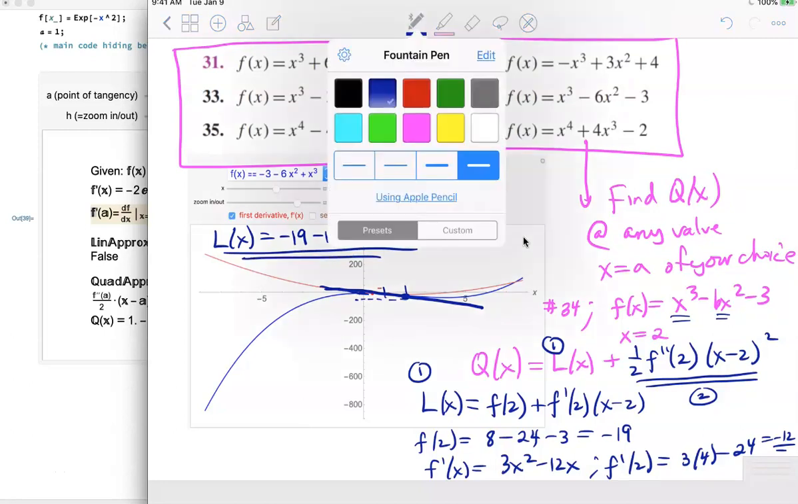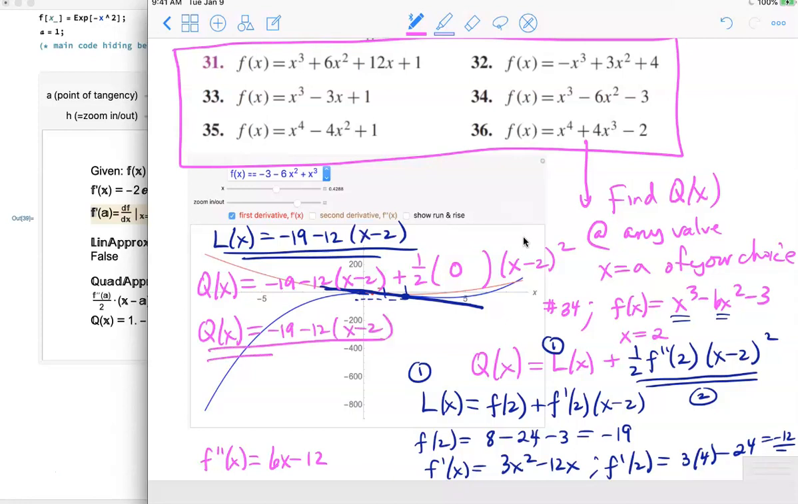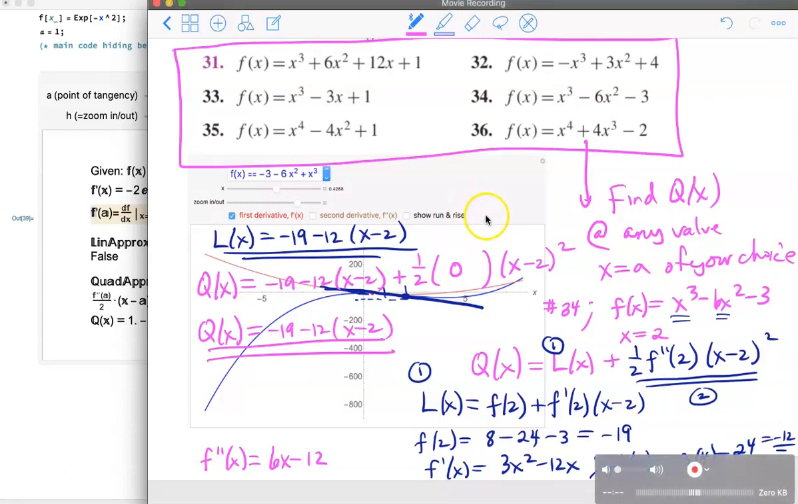Okay, so let's go ahead and find the quadratic approximation now. It would be negative 19 minus 12 times x minus 2 plus 1/2 the second derivative, and the second derivative is equal to 6x minus 12. So the second derivative at 2, oh, that's convenient. The second derivative at 2 is equal to 0. So then you get 0 times x minus 2 squared. We must see that our quadratic approximation doesn't actually have any quadratic piece.